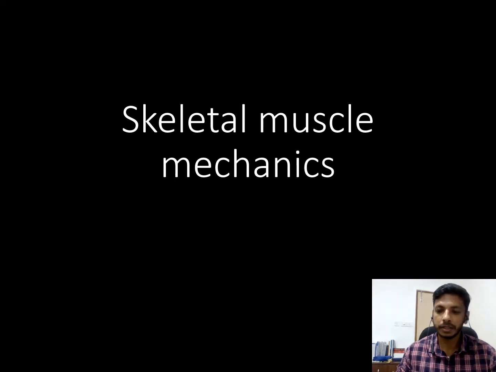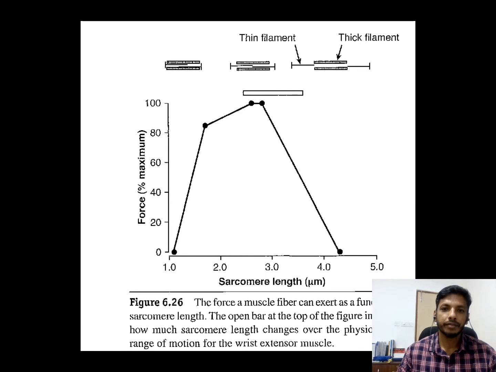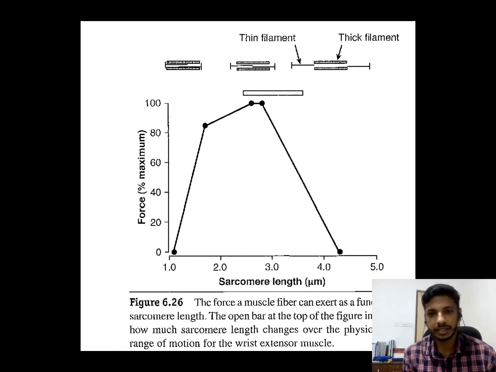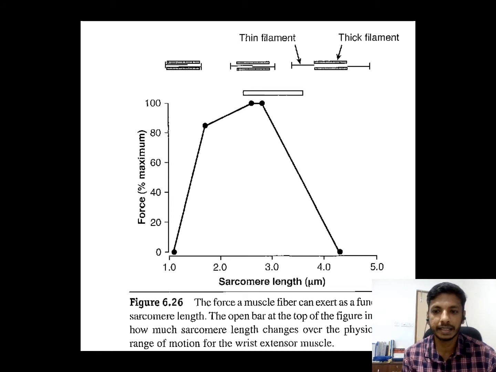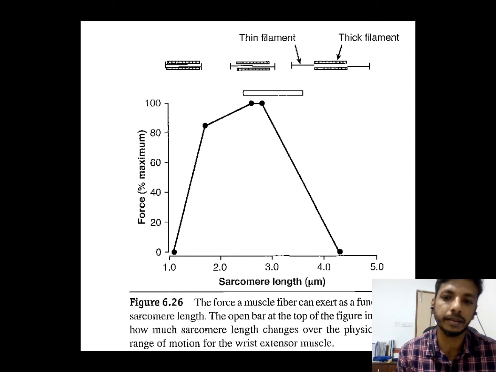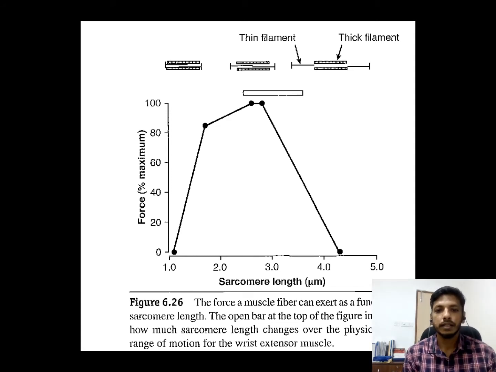So let's see about the skeletal muscle mechanics. In the mechanical properties of the skeletal muscles, we have the force-length relationship and the force-velocity relationship. First we'll see the force-length relationship, where the length indicates the sarcomere length. This is a graph which represents an individual muscle fiber, where the sarcomere length is on the x-axis and the force is on the y-axis.